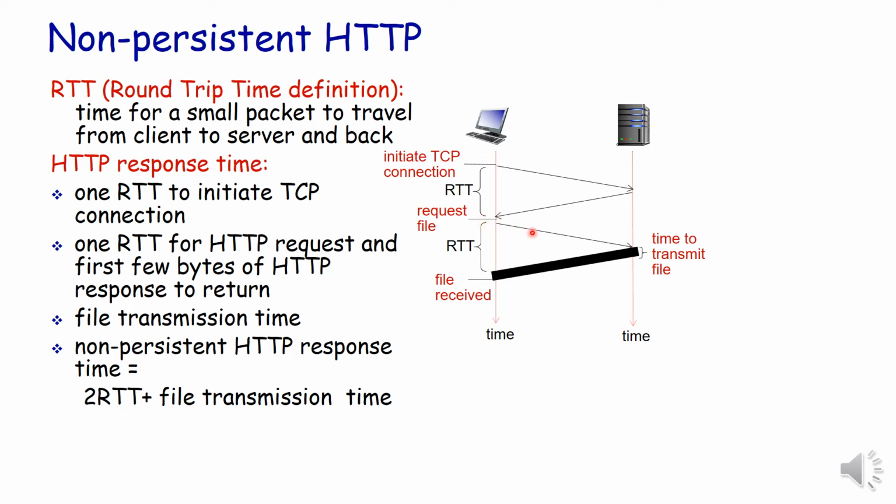And this message is for requesting the exact page, and a return RTT which contains a few bytes of the HTTP response. That is, some bytes of the actual data to be transmitted are also included in the return RTT message. So for an entire non-persistent connection, we require 2 RTTs plus file transmission time. For each object, this has to be repeated.